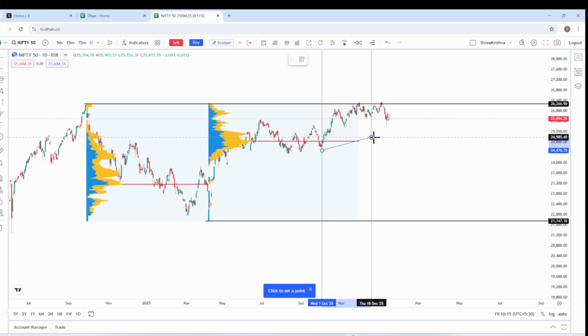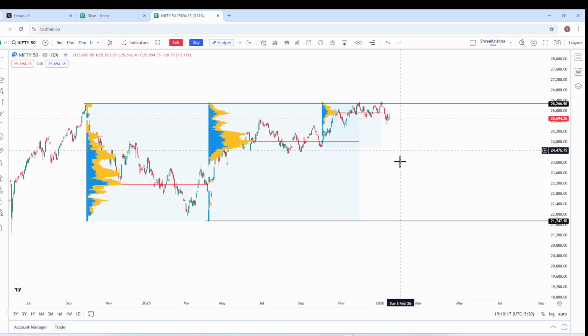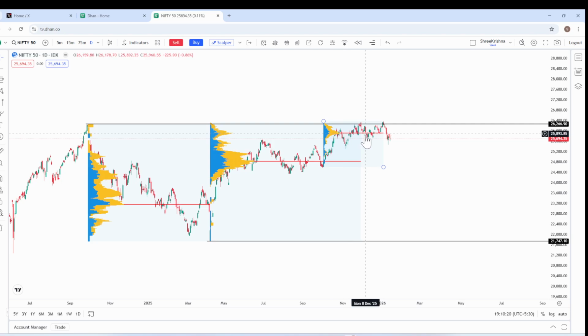Now, to the fact, we want to see the last POC. The last POC, the point of control, is this. When we say last POC, this becomes the last POC until this high. Price is below the last POC. Price has closed below the POC. Yes, price has closed below the POC. So where is the next point of control? The next point of control is here, 24,800.